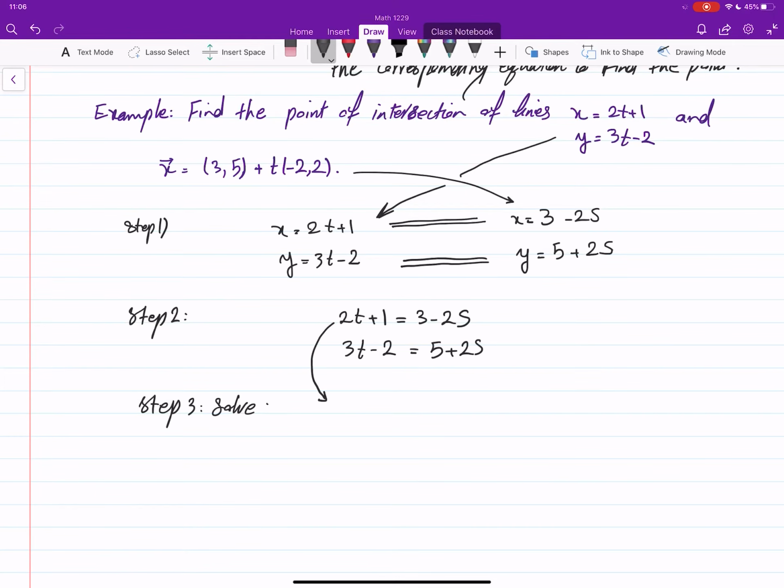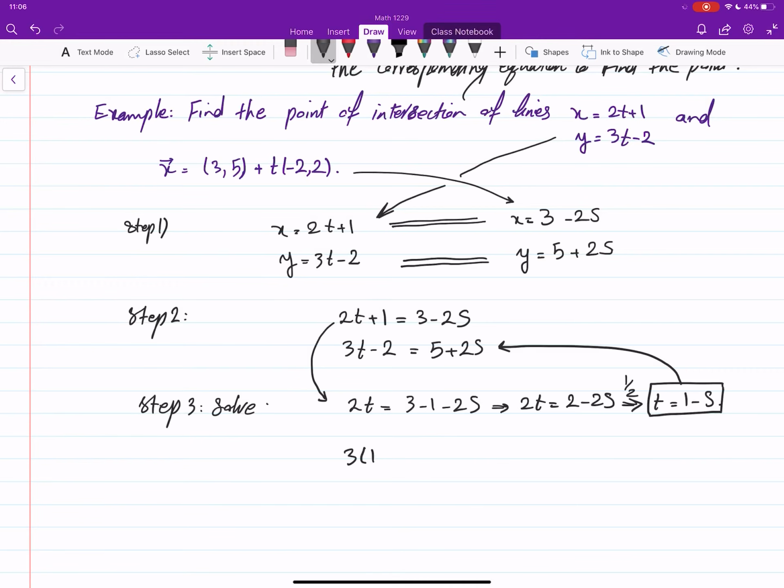Use one of the equations, write t in terms of s or s in terms of t. I'll do t in terms of s. I'm taking 1 to the other side, so 3 minus 1 minus 2s. That means that 2t is equal to 2 minus 2s. Divide both sides by 2, you get t equals 1 minus s. When you have that, take it and plug it into the other equation. So for t, we can write 1 minus s.